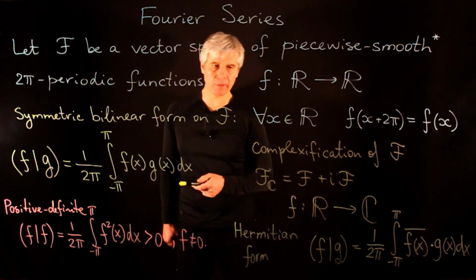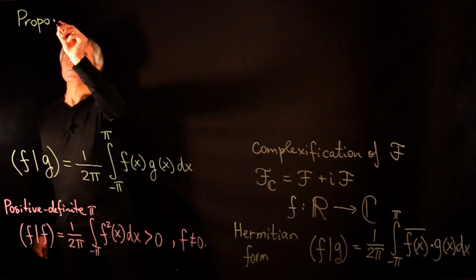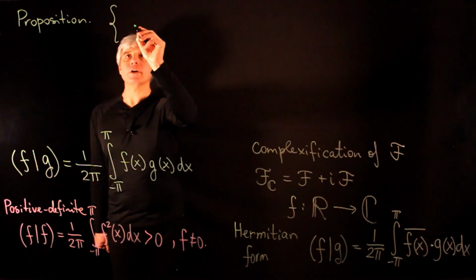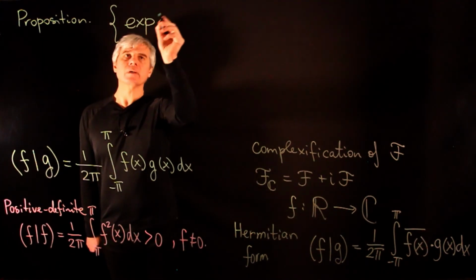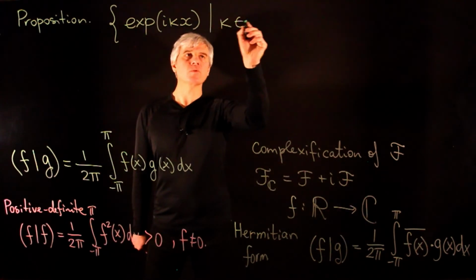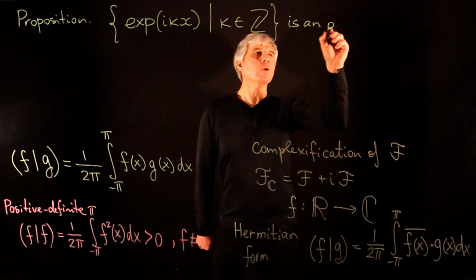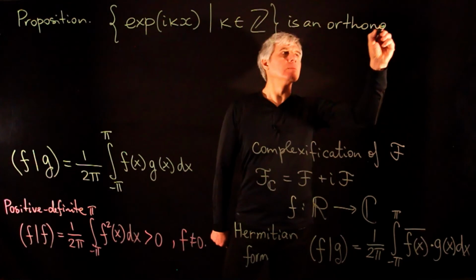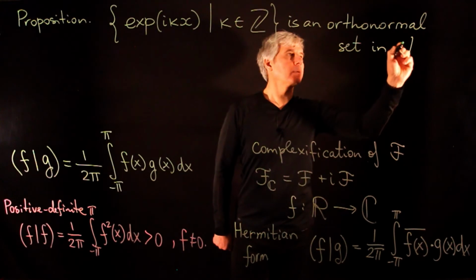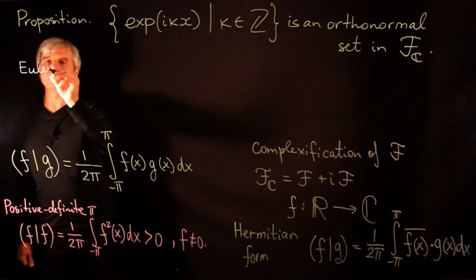Let us make the following crucial observations. That the set of exponential functions, so exponentials of i k x, where k runs over Z, so this set is an orthonormal set in our complexified space. Let us recall the Euler's formula.